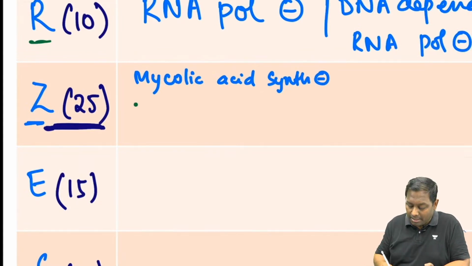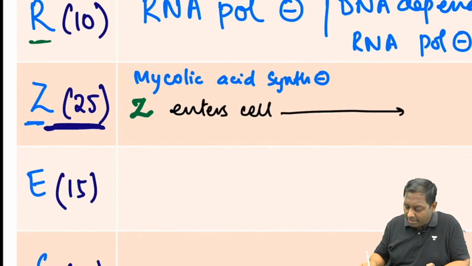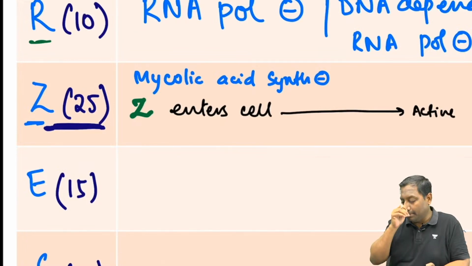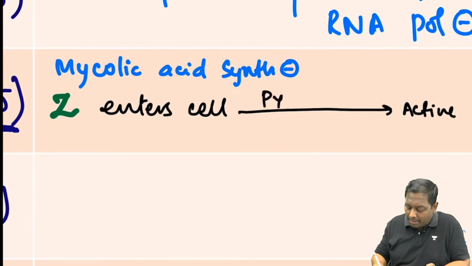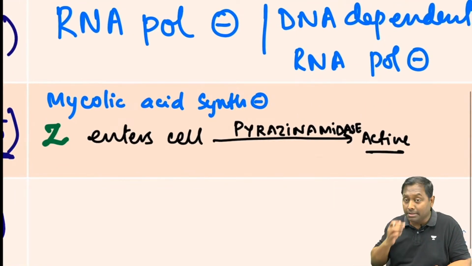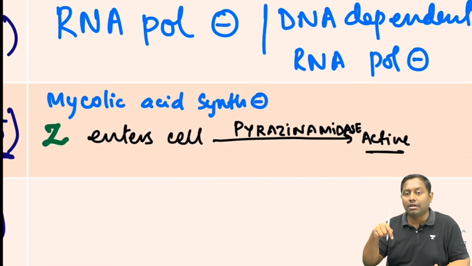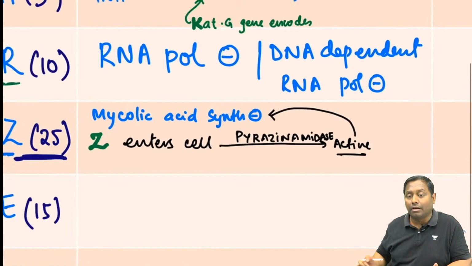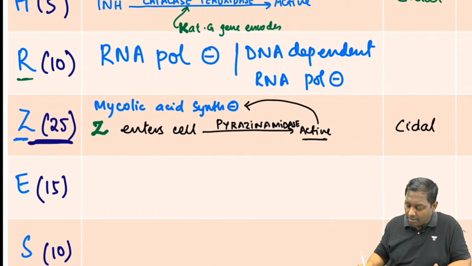Let's understand that pyrazinamide, as a drug, enters the cell, and inside the cell it is activated with the help of an enzyme known as pyrazinamidase. This pyrazinamidase activates the drug pyrazinamide. Where are they getting activated? Inside. So this is a drug that is exclusively effective intracellularly. Once active, it targets mycolic acid synthesis, and ultimately it also has a cidal effect. Our RNA polymerase inhibitor rifampicin also has a cidal effect.